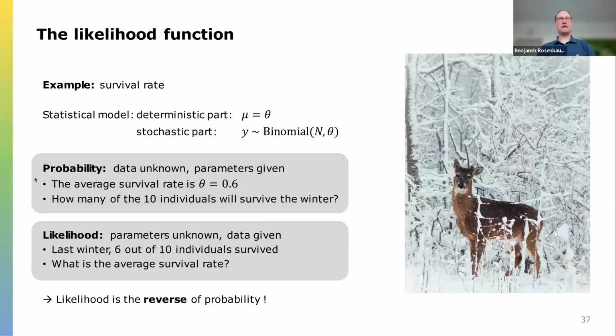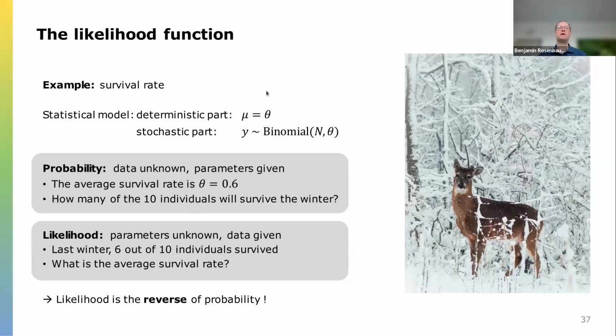And now I have this probability distribution, right? So I assume that the data is distributed like this. And with a probability distribution, I usually have a parameter given, right? So if I know the parameter, if I know the average survival rate, I can calculate the probability of any outcome. So for instance, if I know the average survival rate is 0.6, I can calculate the probability of each outcome, that is, how many of the 10 individuals survive the winter.